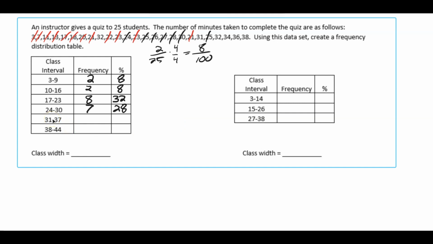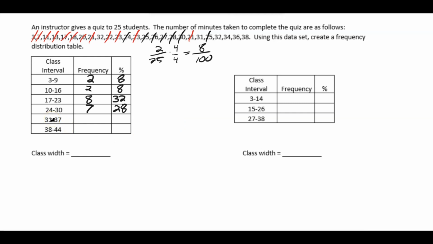31 through 37. You can use different colors. You can just be careful that you don't double count or miscount. 31 through 37. I have 1, 2, 3, 4, 5. 5 times 4 is 20%. 38 through 44, there's only 1 left, and that's 4%.